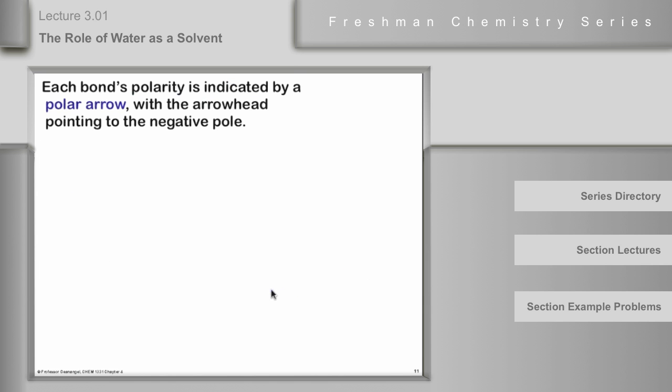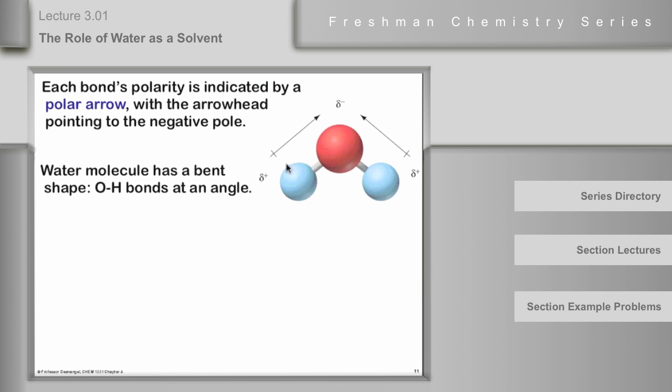Now, what I want to do is to show you the polar bonds in the water molecule by looking at what's called a polar arrow, which is just an arrow. It has an arrowhead that points towards the negative end of the bond, and it has a cross on the back of it which indicates which end of the bond is positive. So if we look at the water molecule, here's the oxygen, here's the two hydrogens, and the bonds are polar in the sense the electrons spend more time closer to the oxygen.